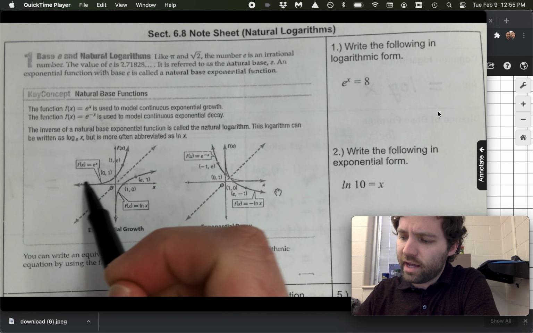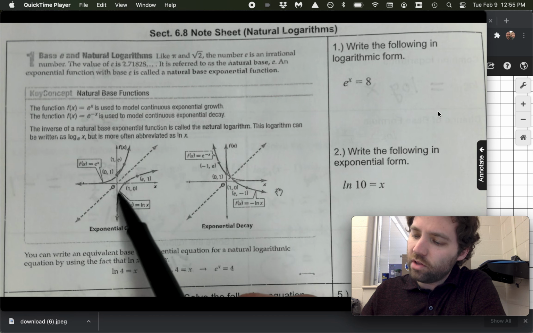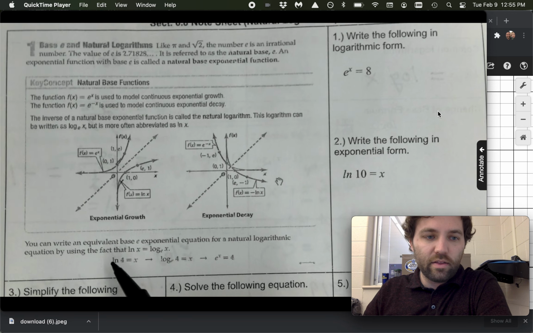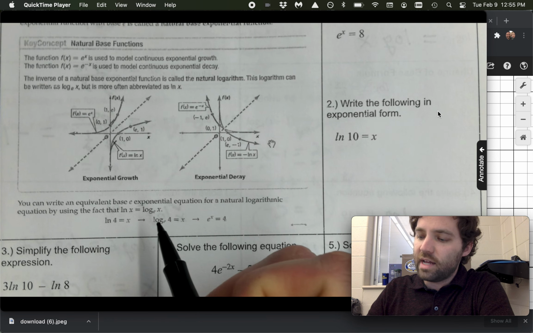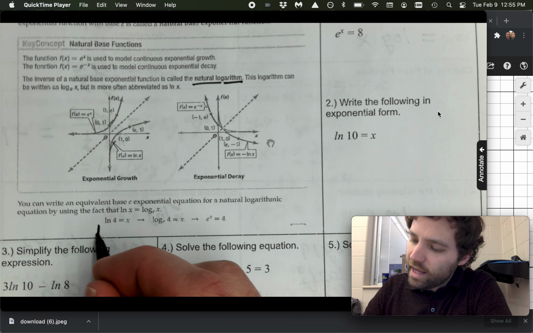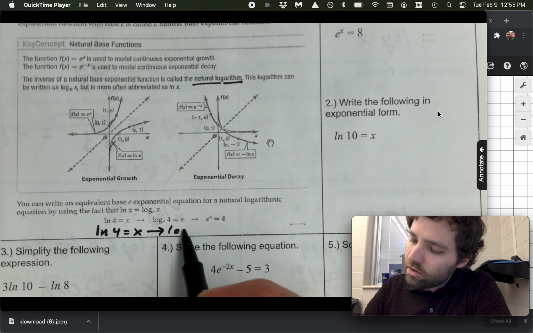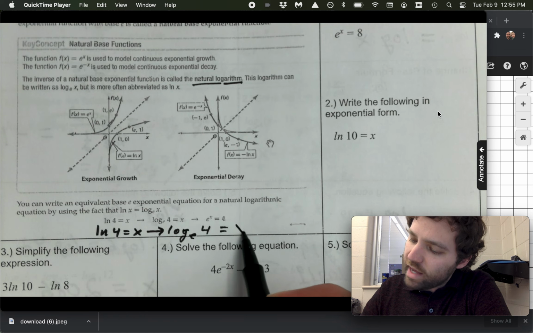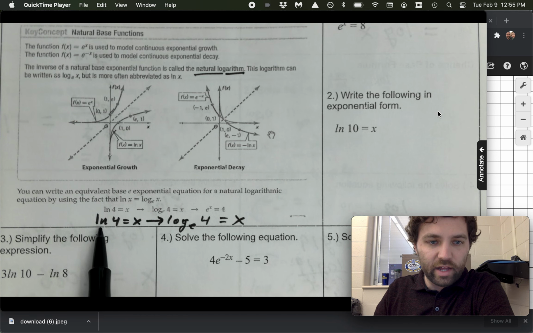You can see here is e to the x, the exponential function with base e. And its inverse is the logarithm with base e of x. We denote that because it comes up so frequently in the sciences, and it's a natural extension of continuous growth. We call it the natural logarithm, and we denote it ln. So here we have ln of 4 equals x. That is the same as log base e of 4 equals x, because log base e gets shortened to just ln, right?